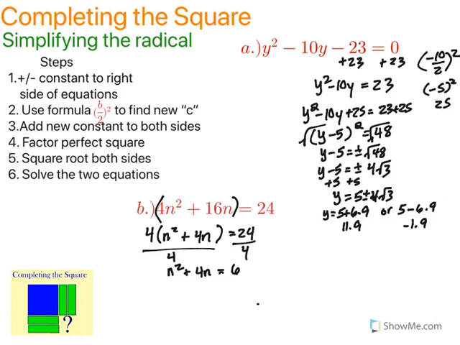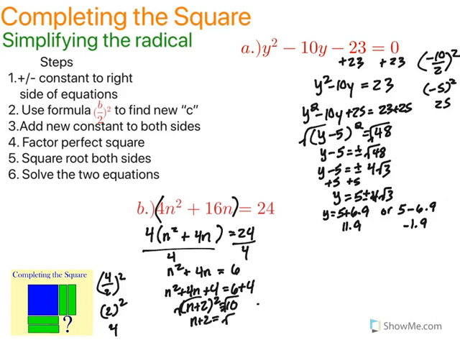And now I'm going to find my new c. So we're going to take b divided by 2, so 4 divided by 2 squared, which in this case is going to be 2 squared, which is 4. So I'm going to add 4 to both sides. So I'll have n squared plus 4n plus 4 is equal to 6 plus 4. I'm going to factor this. This is going to give me n plus 2 squared is equal to 10. Square root both sides. I'm going to have n plus 2 is plus or minus the square root of 10. I'm going to subtract 2 on both sides.